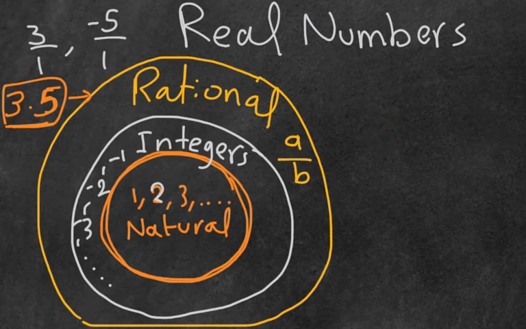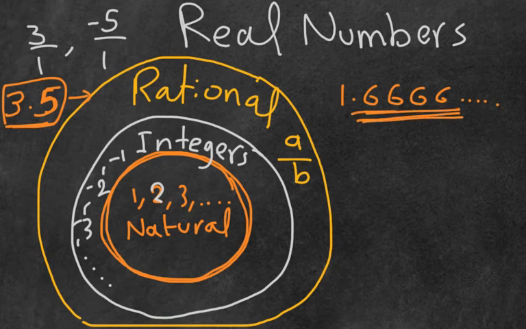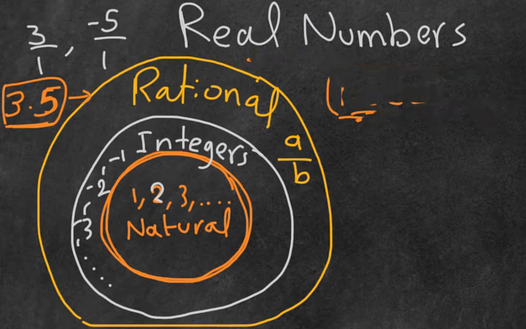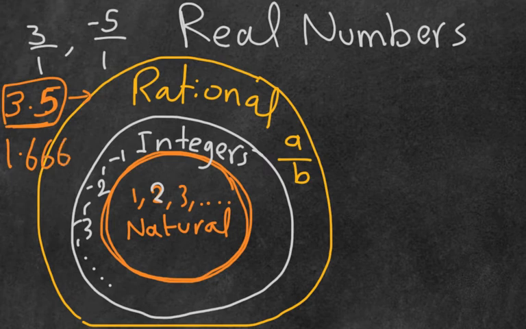But if it's not terminating with a pattern, like 1.666, it's not terminating, but it's repeated. The 6 is repeated. So it's with a pattern, so it will be rational. This is the rational number: terminating, and if it's not terminating, it should be repeated. Okay?